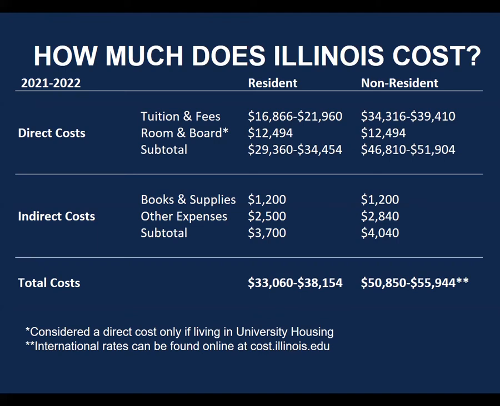You'll notice that the tuition at the top is in ranges. This is because your tuition amount changes. It varies depending on your major or program of study.